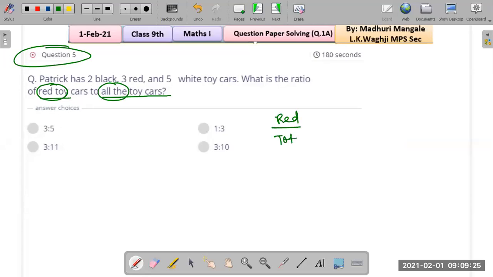I guess you all are solving it. So the number of red toys, that is 3, divided by the total. What is the total? I won't fill this in, otherwise you will get the answer. The total is the sum of all the number of cars, isn't it? So just simplify and get the answer. And once you are done, move back to the quiz link. Go to the quiz board, and there you should be able to see the question.